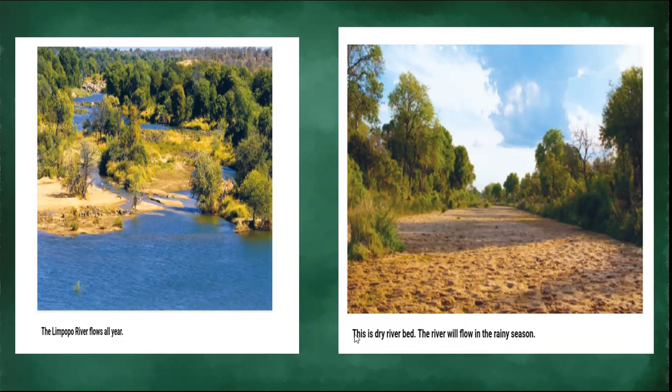And then this is a dry riverbed, as you can see here, which means there was water. The river will flow in the rainy seasons. So during summer and spring, this river will have water because there will be rain. Now that we are not receiving rain, it's going to be dry, obviously. Are we clear?